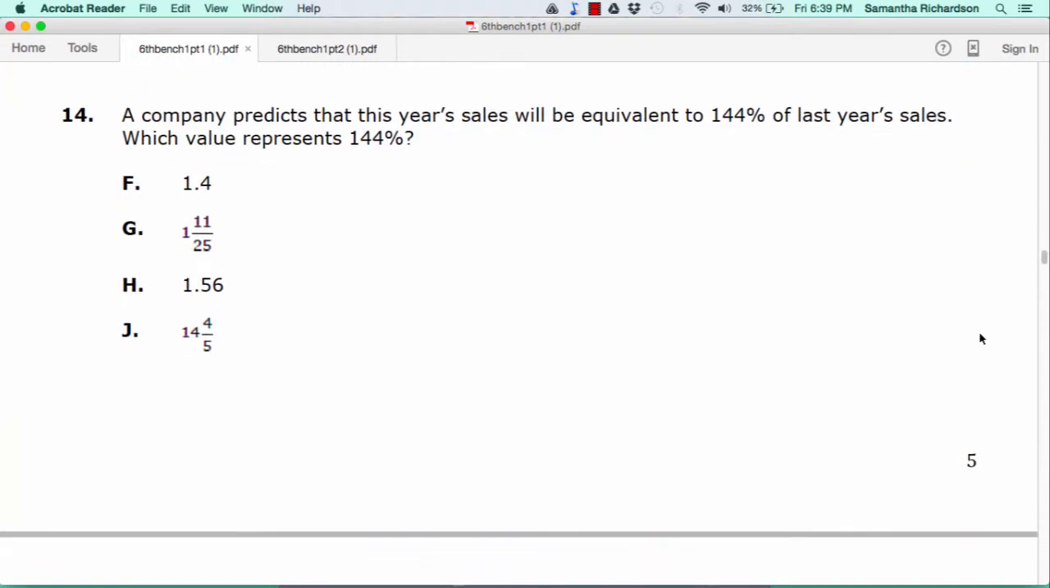Question 14. A company predicts that this year's sales will be equivalent to 144% of last year's sales. Which value represents 144%? F. 1.4. G. 1 and 11 over 25. H. 1.56. J. 14 and 4 over 5.